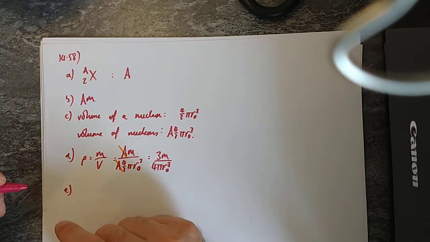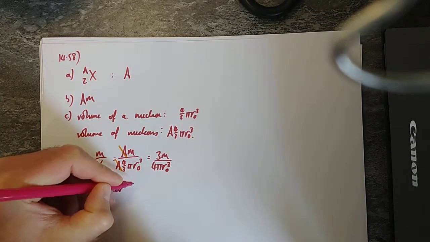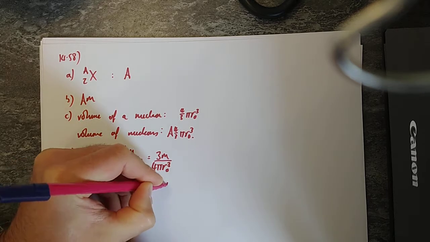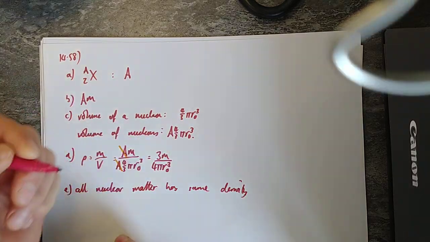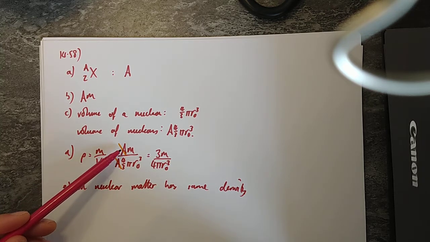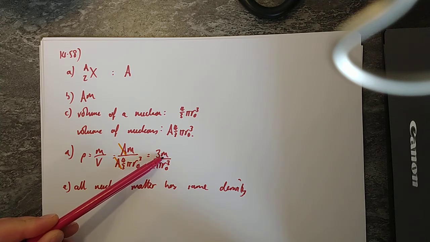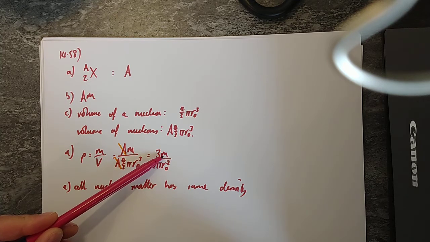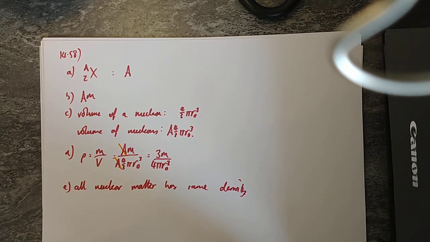For part E, what does this tell us? That all nuclear matter has the same density. Doesn't matter how many nucleons you've got in that nucleus, the nuclear density is always the same. That's because it is independent of A. The A's cancel here, so all it depends on is m, the mass of a nucleon, proton and neutron. That's the constant, that's the same for everything. And the radius of a proton or a neutron, we're using r0 in a slightly different way than we did in the lesson there. That's not the radius of the nucleus, it's the radius of a nucleon there.